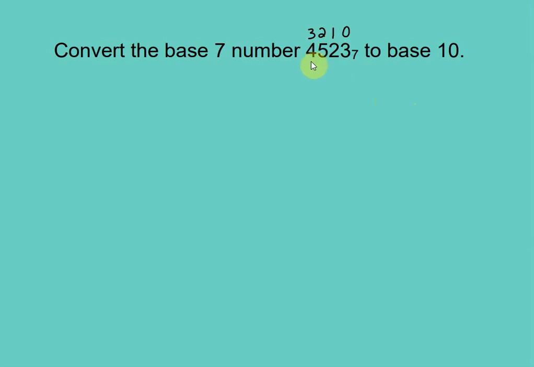Now we're going to take each digit. So this first digit is a 4. And I'm going to multiply it times whatever my base is. Currently, this is a base 7 number. So we're going to multiply it times 7 to whatever power is above that number. So that's why we were numbering our digits. That's going to tell us what power we need to raise our base to. So we're going to raise our base 7 to the 3rd power. And so we're just going to multiply that out.